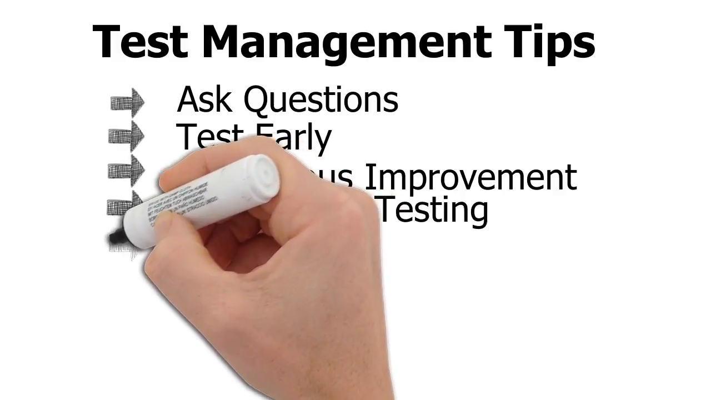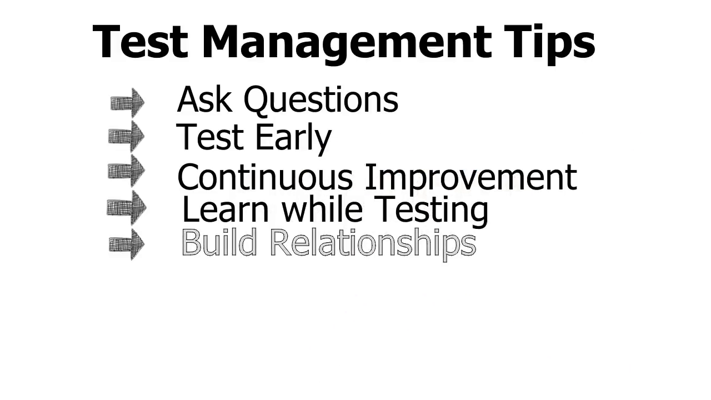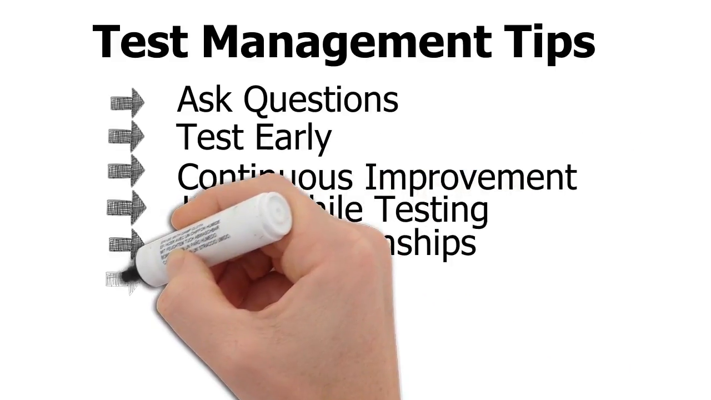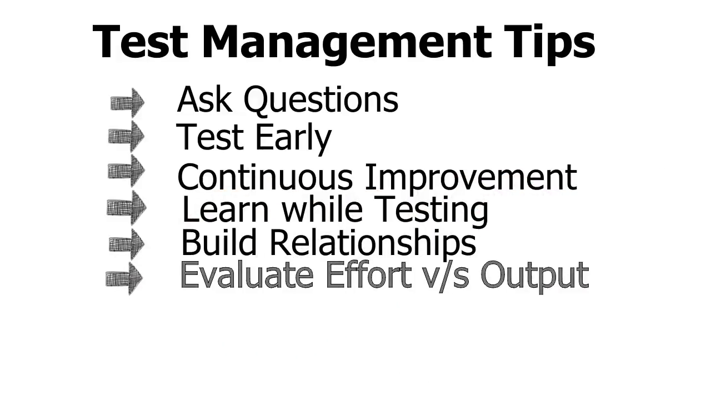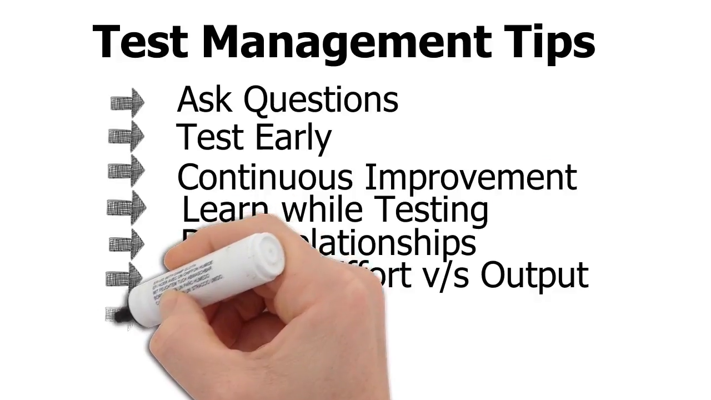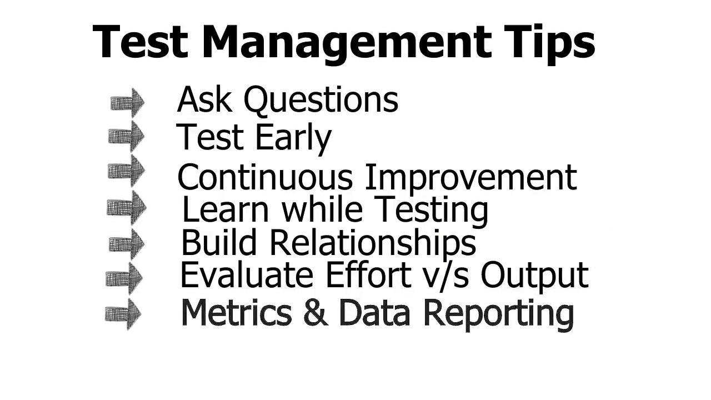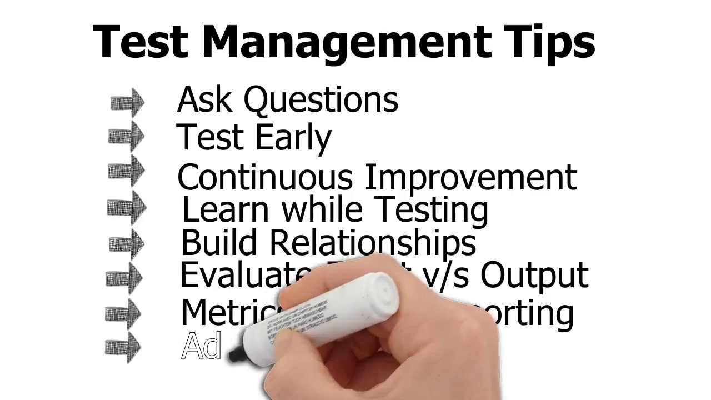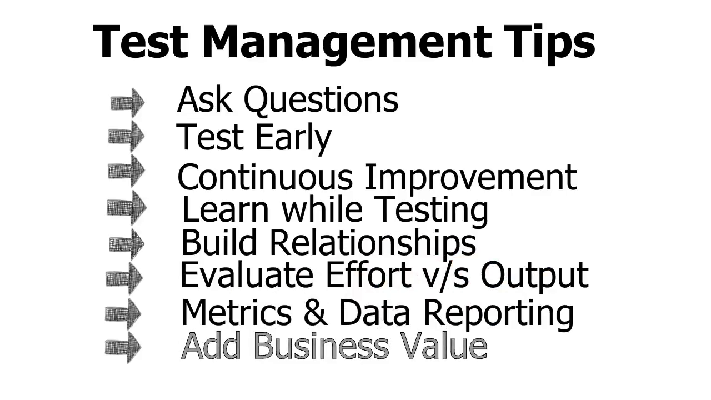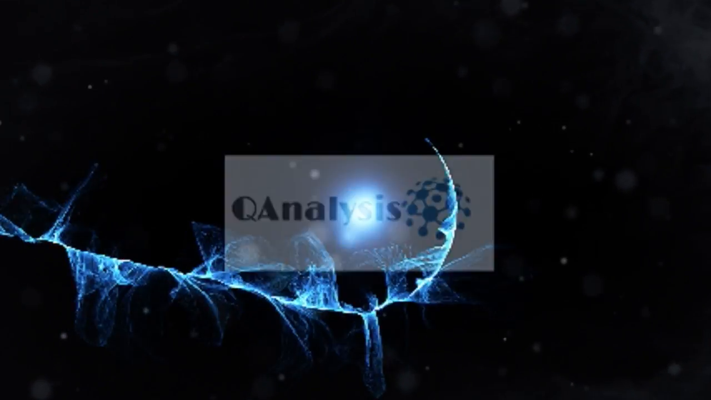Test as early as possible. You have to get indulged into continuous improvement. Keep on improving, maybe in terms of automation, continuous integration, or manual testing, or performance. Learn while you test. Build relationships with different teams, different resources, and other stakeholders. Evaluate the effort versus output, and then record everything in metrics and report it using data reporting. Add business value. Your testing should have a business value addition so that whenever the user is getting it, they should have a proper benefit out of it.